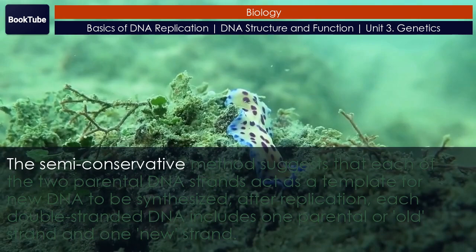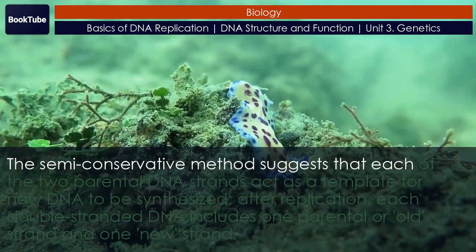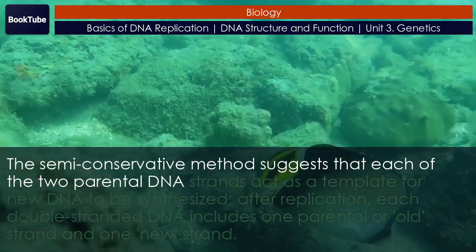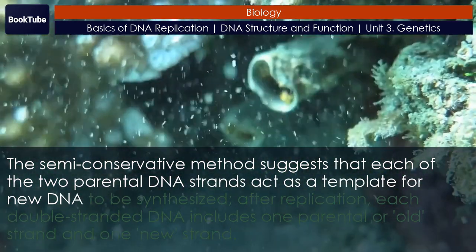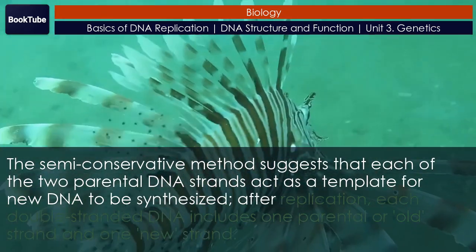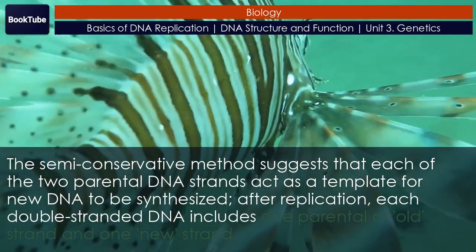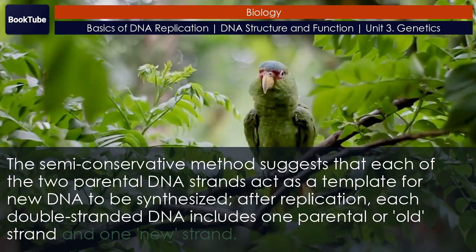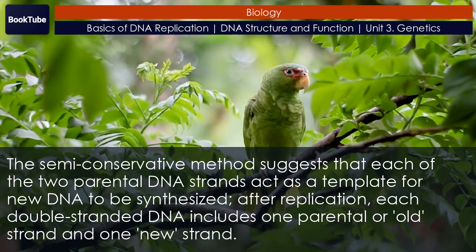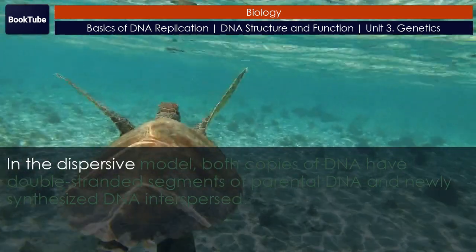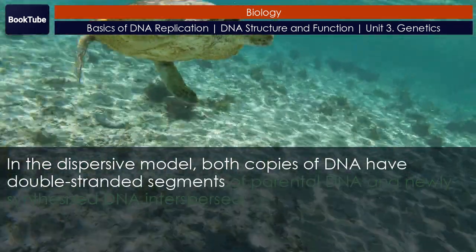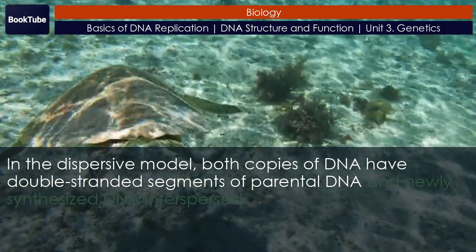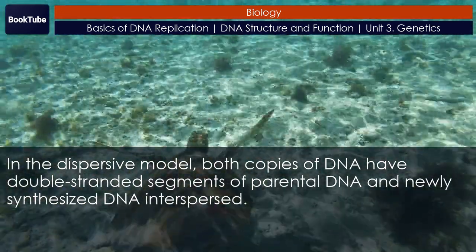The semi-conservative method suggests that each of the two parental DNA strands acts as a template for new DNA to be synthesized. After replication, each double-stranded DNA includes one parental or old strand and one new strand. In the dispersive model, both copies of DNA have double-stranded segments of parental DNA and newly synthesized DNA interspersed.